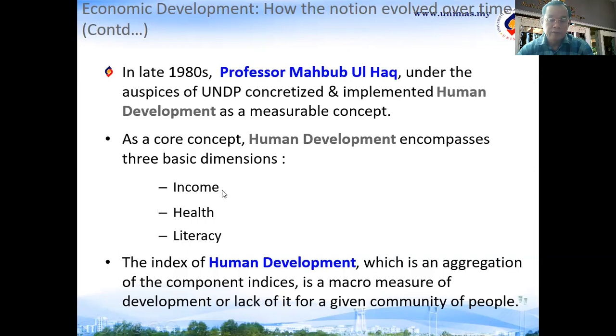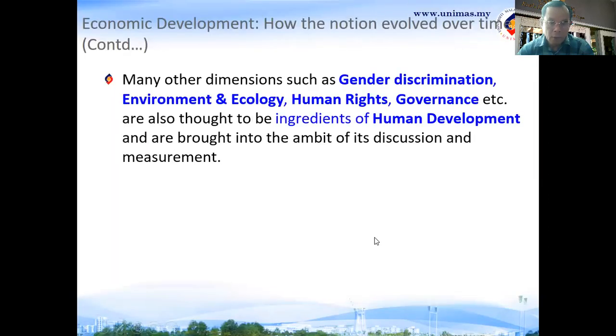So previously, as I said, development is measured in terms of income. So these other two are almost neglected. So many other dimensions also were added in. For example, gender discrimination, environment and ecology, human rights, governance, and so on. All those are also thought to be ingredients of human development as well.